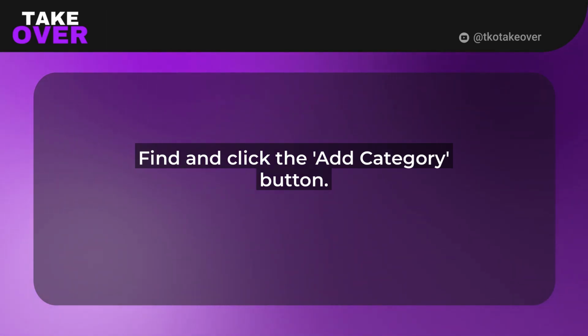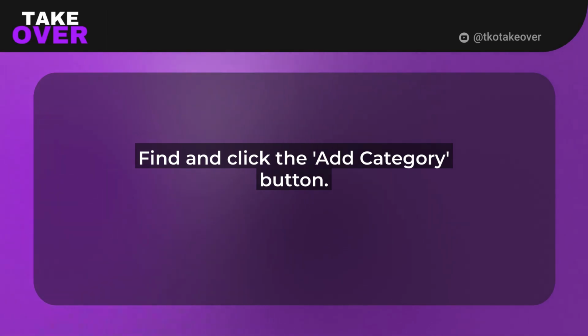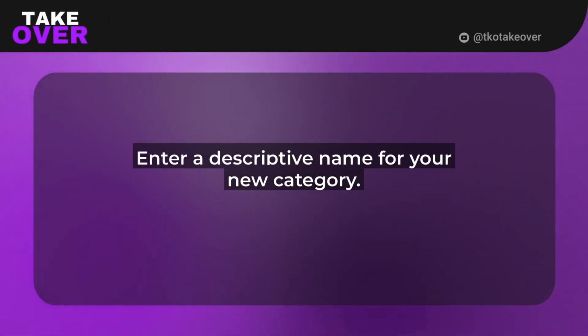To add a new one, look for the Add Category button, which is typically at the top or bottom of the categories list. Go ahead and click it. That's your gateway to customization. A pop-up or new window will appear asking for details.